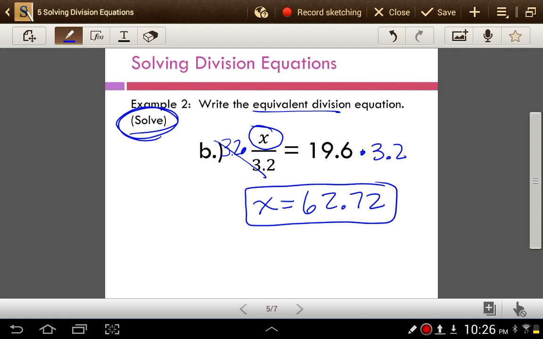And again, I did the inverse operation to solve those. I was dividing my variable, so I did the inverse and I multiplied. Alright, if you need to pause, go ahead. I'm going to go on to example number 3.